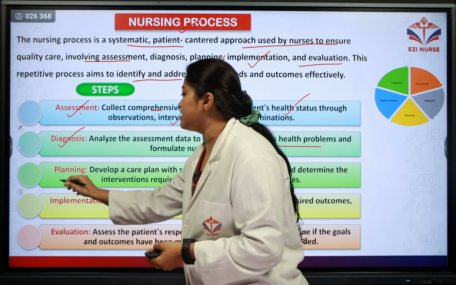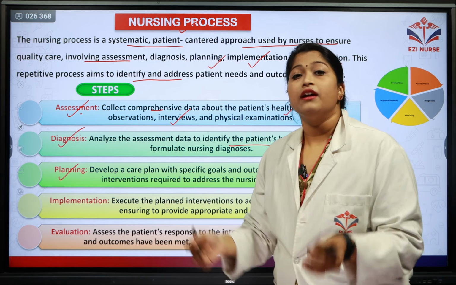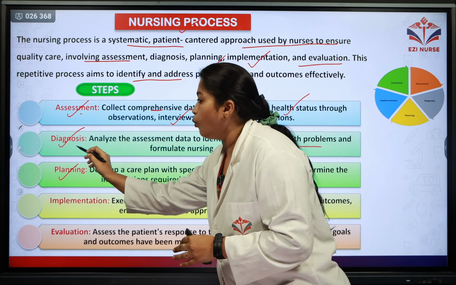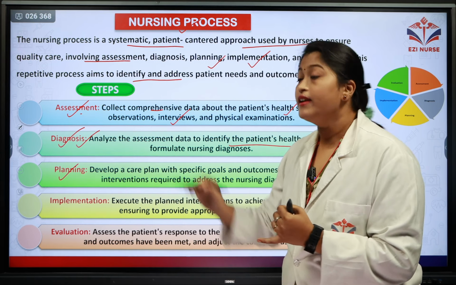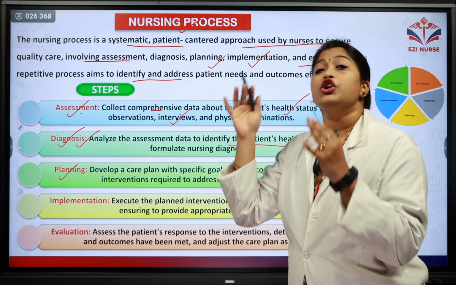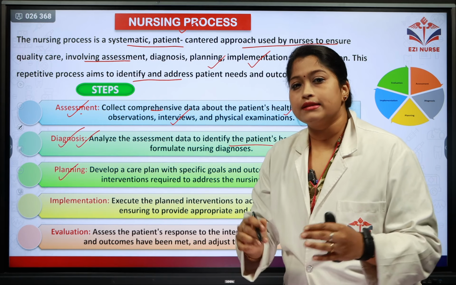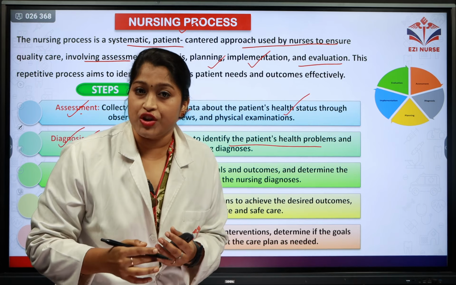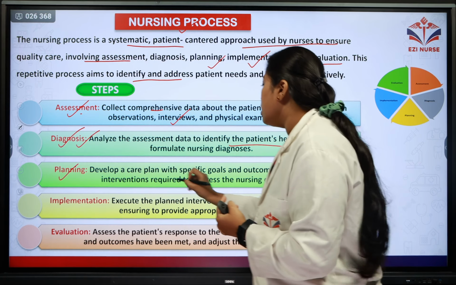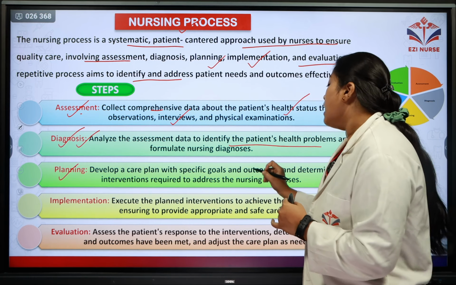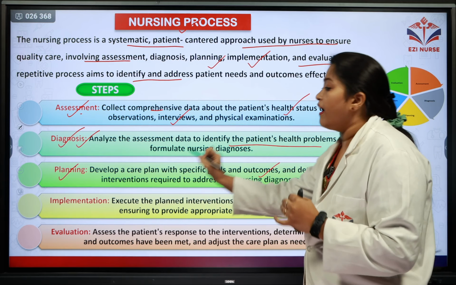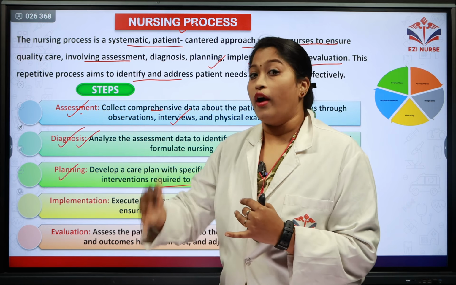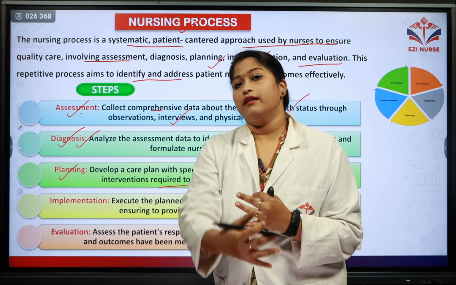Coming to the third step, the planning. Here you're developing a care plan. What do we mean? We are planning according to the disorder the patient is having, and according to the history collected, you're planning the care. In the sense, you're making a plan for how we can give care to the patient. Specific goals and outcomes are made, and the interventions required to address the nursing diagnosis are determined.